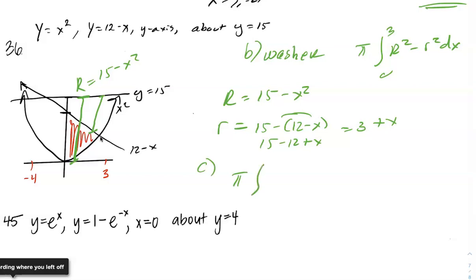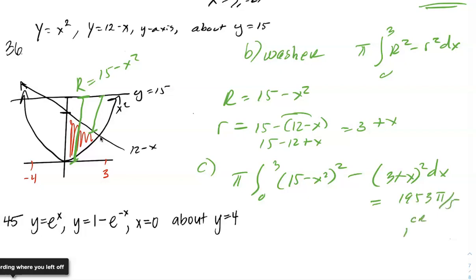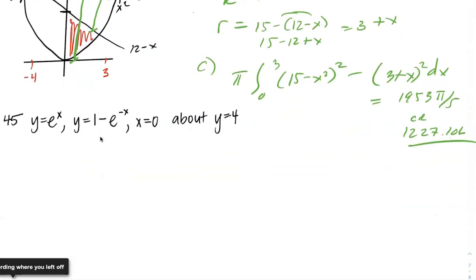Pi integral, big R. I have to do my limits, which is 15 minus x squared, squared, minus little r, 3 plus x, squared dx. Plug into your calculator if you want, and you get this. So there we go.